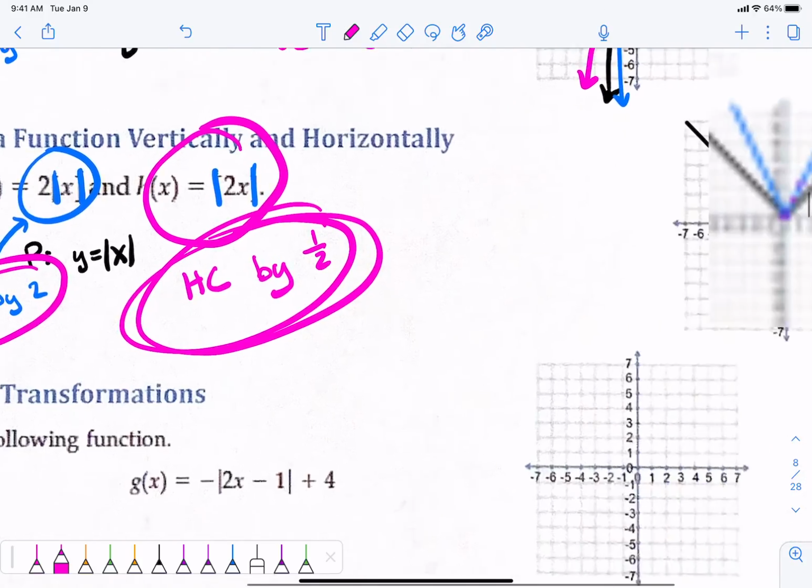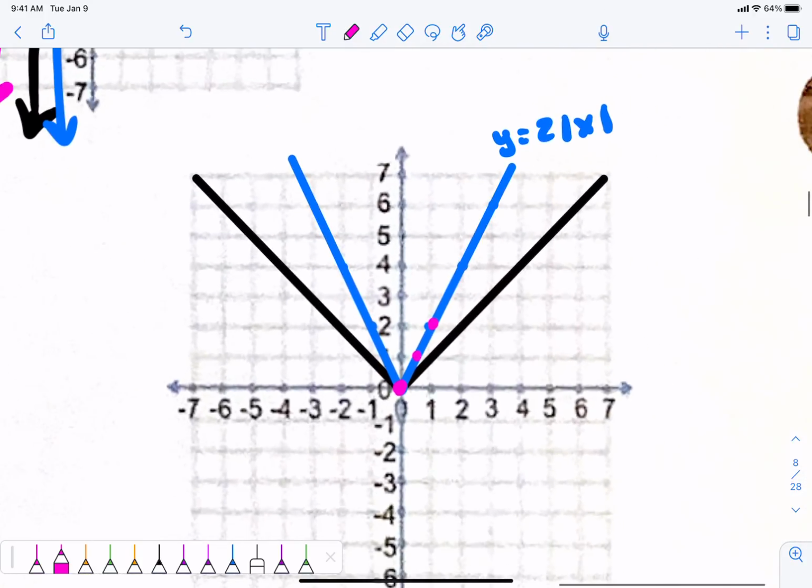Do we see that? I'm vertically stretching it by 2. I'm making it taller, but that's making it skinnier in turn, and horizontally compressing it is the same thing as vertically stretching it. And a lot of times that will happen. So this one is going to look exactly the same. y equals the absolute value of 2x. It's doing the same thing to it.